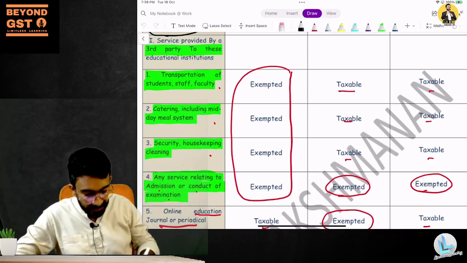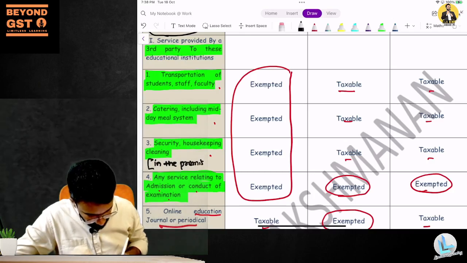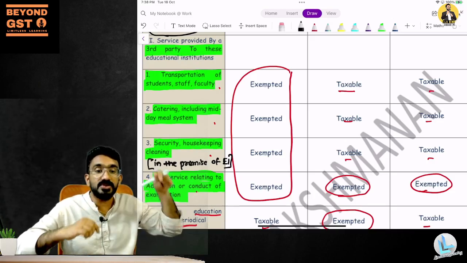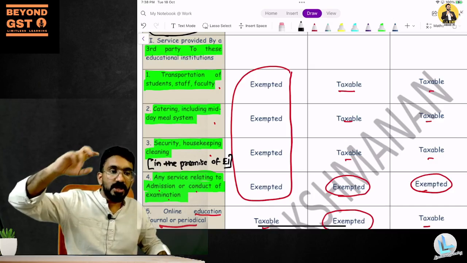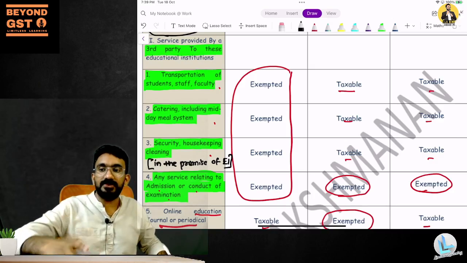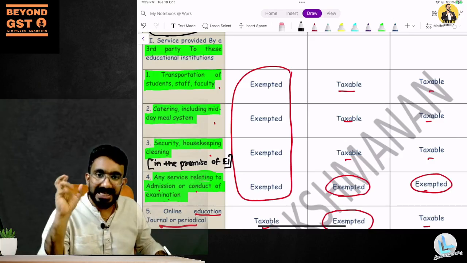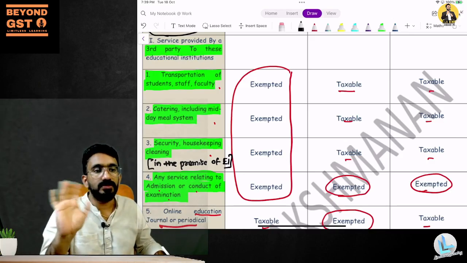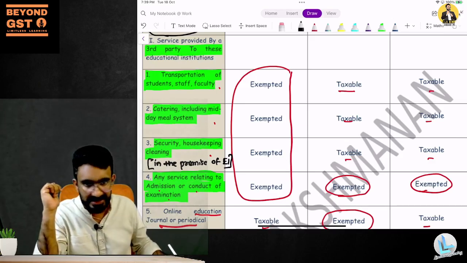Security, housekeeping and cleaning, which also has one additional point: it should be provided in the premises of the educational institution. It should be provided in the premises of the school. So for example, the school is conducting an annual function in an auditorium, and there is some cleaning service provided in that auditorium for that event. Will that service get exemption? No, no exemption available, because it should be provided in the premises of the education institution to get the exemption.